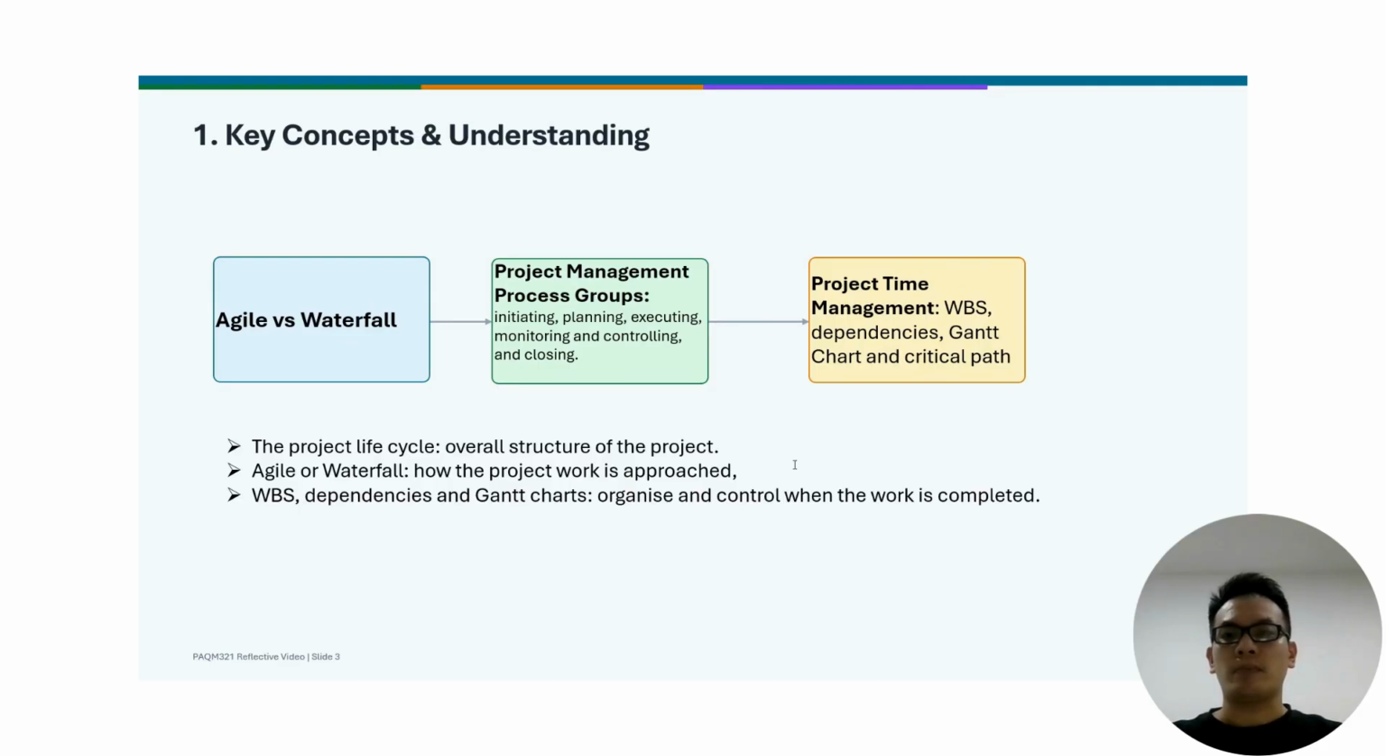The third concept is project time management. A work breakdown structure helps break the project into manageable pieces of work, while dependencies help identify the relationships between activities. Tools such as Gantt chart and the critical path method then help develop and monitor the project schedule.